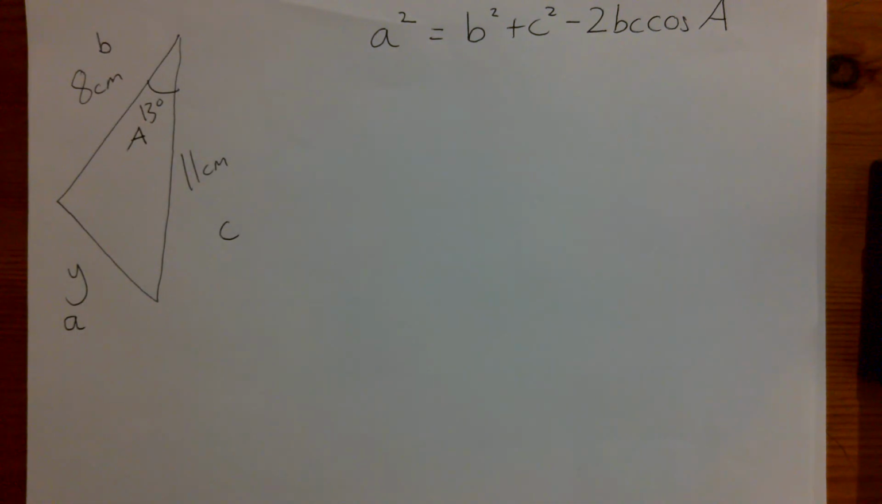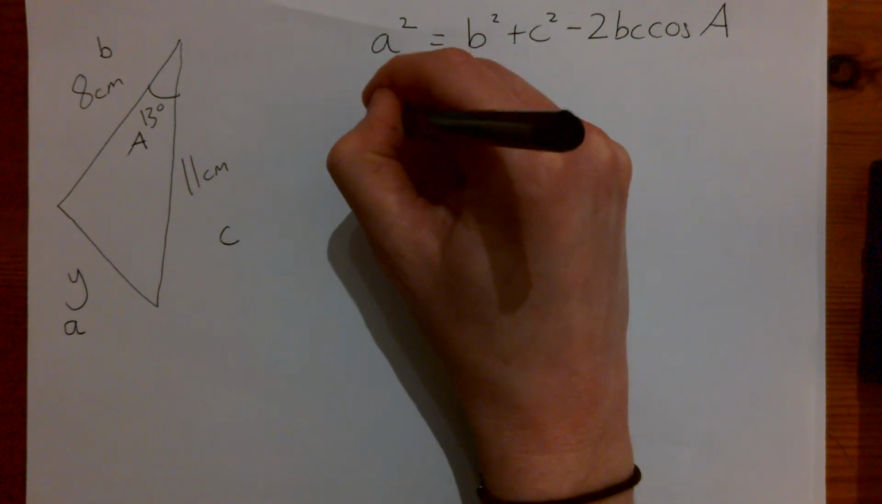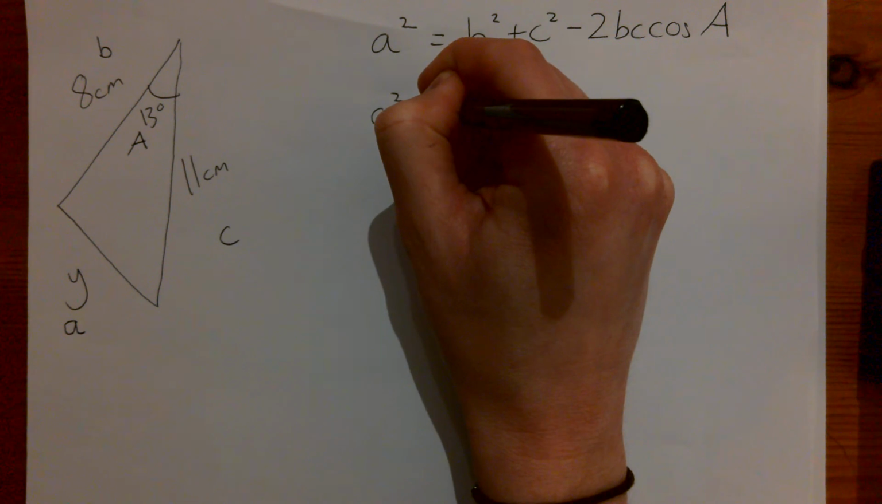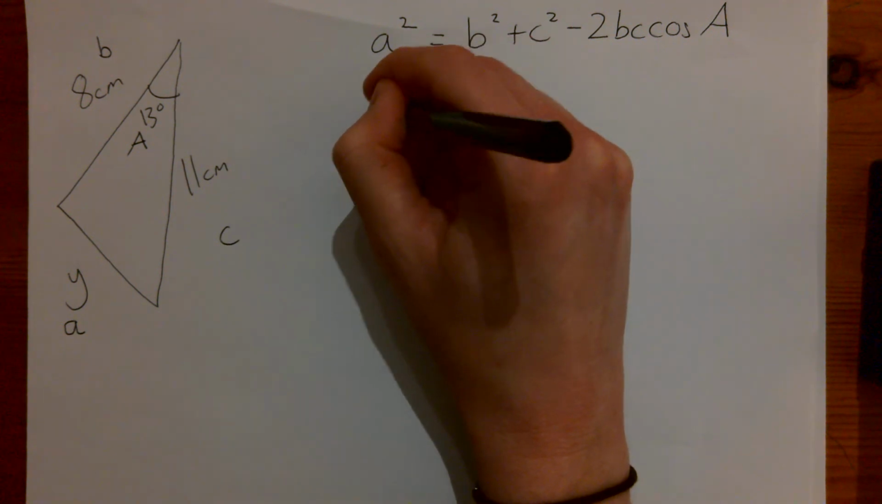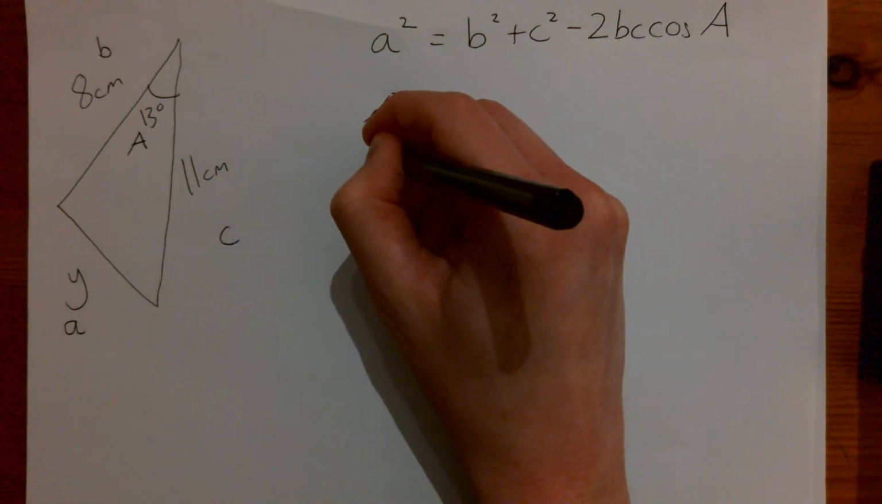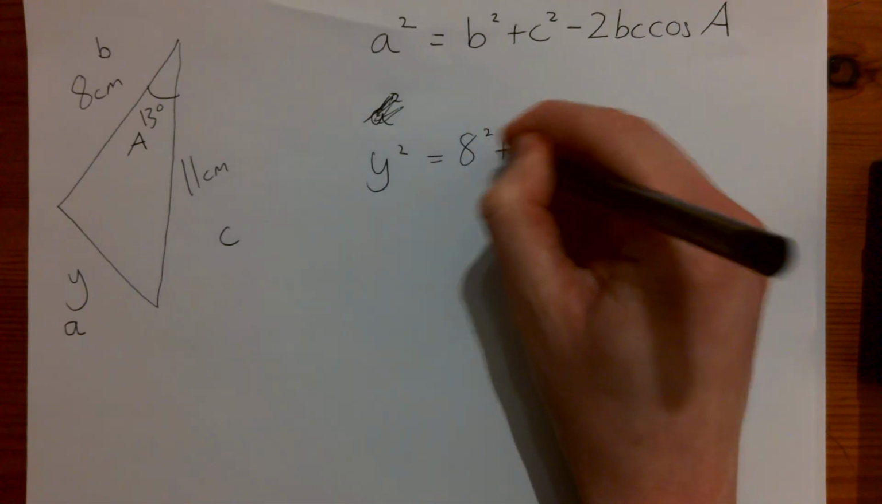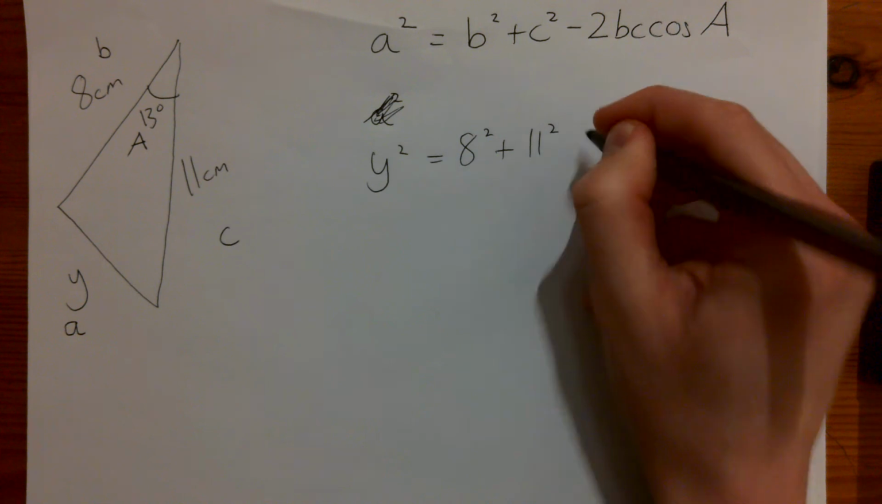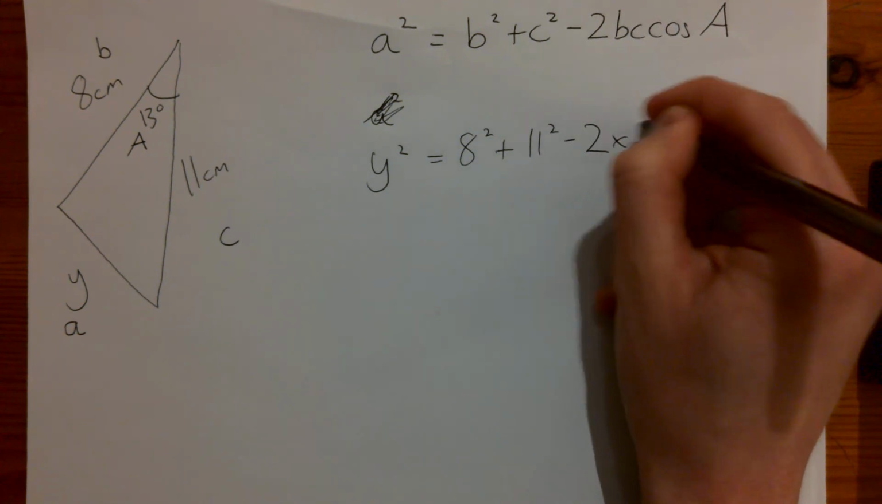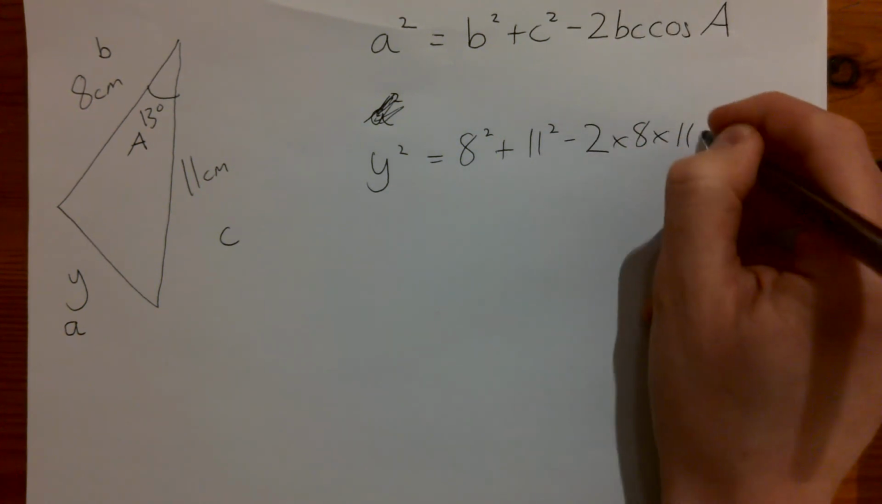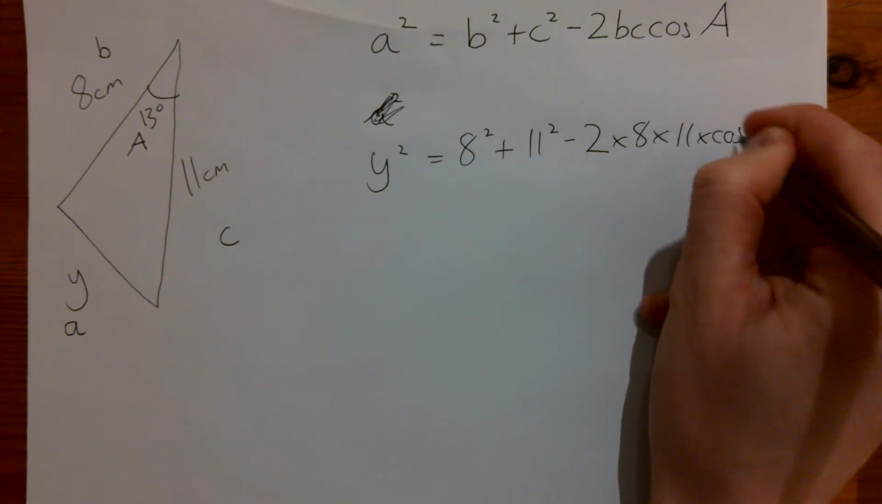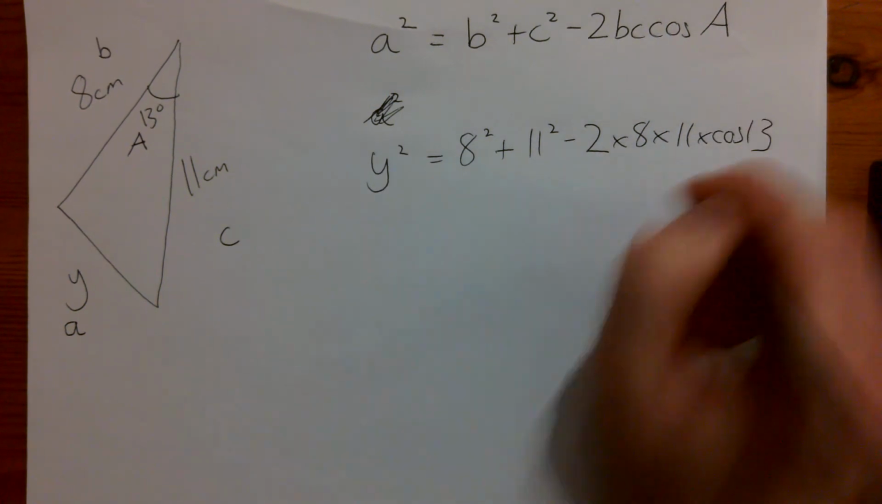Substitute in then, pause the video and have a go, and hopefully you've done that and got a squared, or sorry, it's y squared, isn't it? Let's do it how I did it. It's called y, but it doesn't really matter what letter. y squared equals 8 squared plus 11 squared minus 2 times 8 times 11 times cos of 13.